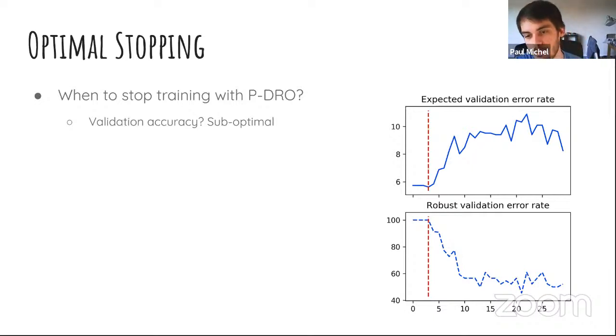So that's suboptimal. And the reason for this is very simple, right? Because when we train with PDRO, our training objective is not just the average, like the ERM objective. So if we perform validation on the expected validation error rates, we're actually validating with a different objective than the one we're training with, all right?